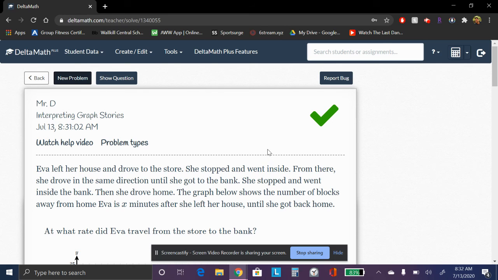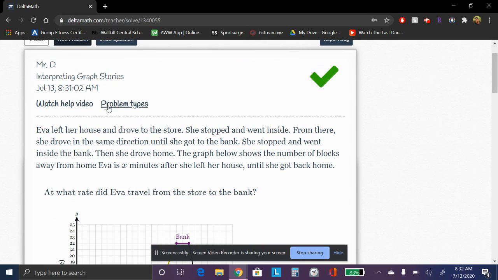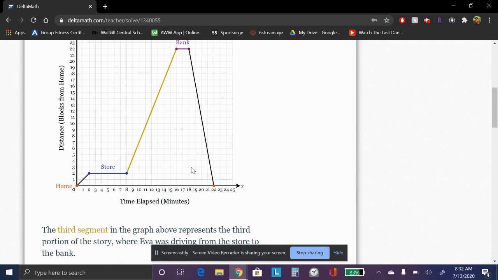All right. So again, they give you the graph. You have to interpret the information, making sure you understand what's on the x-axis and what's on the y-axis. And if you need help, you can watch the help videos to help you. All right, so that's it for today's video. Thank you for watching. Good luck.